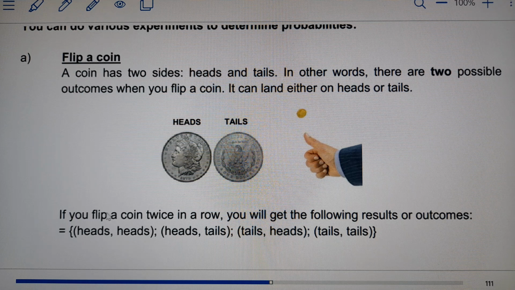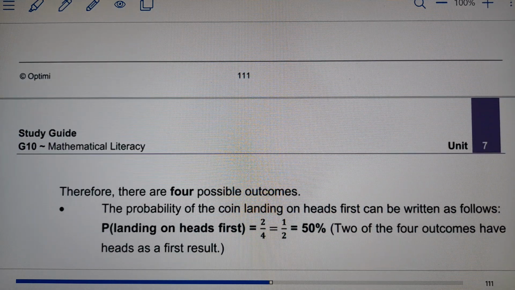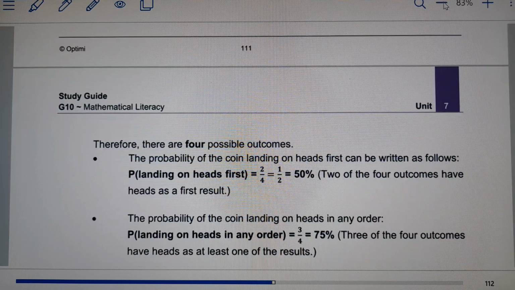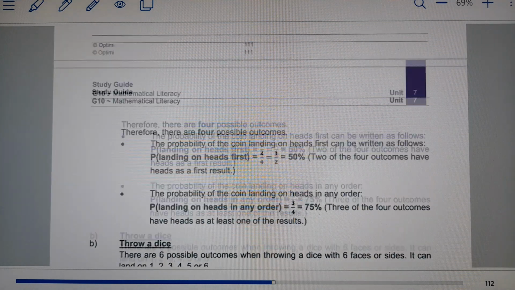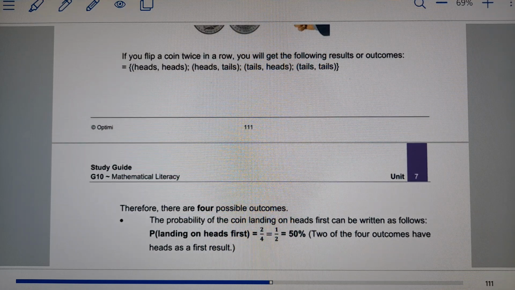This is very important. Flipping twice or doing an experiment twice, you need to know this. You will understand it better when we get to tree diagrams. So therefore, if you flip a coin twice, there are 4 possible outcomes. But if you flip a coin only once, there are 2 possible outcomes. It's either a head or a tail.